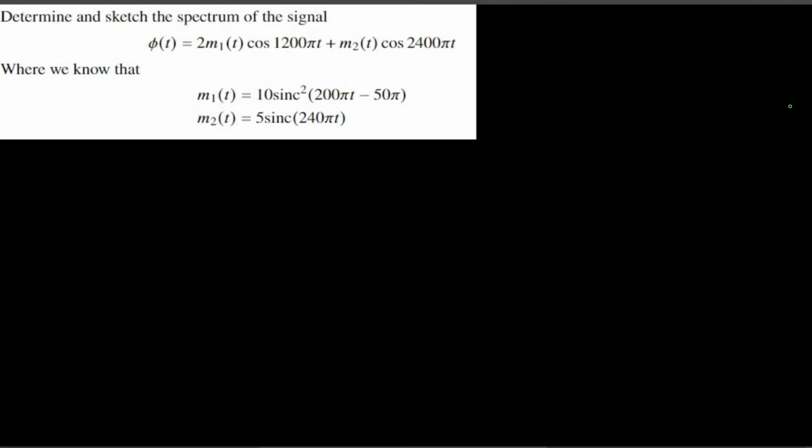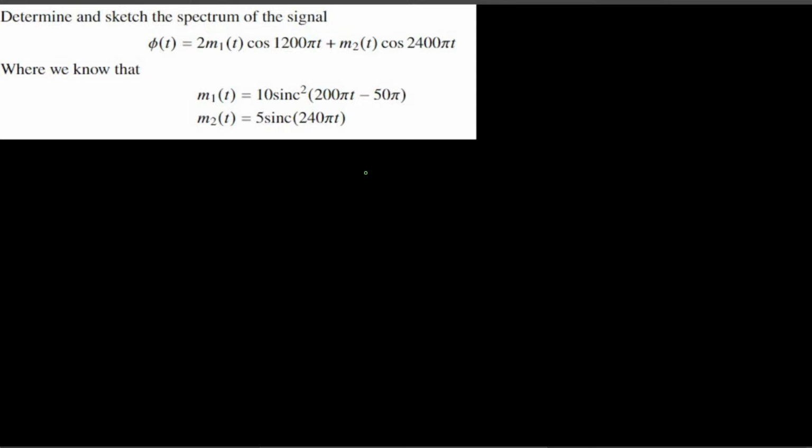This question is asking: determine and sketch the spectrum of the signal phi of t equals 2 m1 of t cos 1200 pi t plus m2 of t cos 2400 pi t, where we know that m1 of t is equal to 10 sinc squared of 200 pi t minus 50 pi, and m2 of t is equal to 5 sinc of 240 pi t.